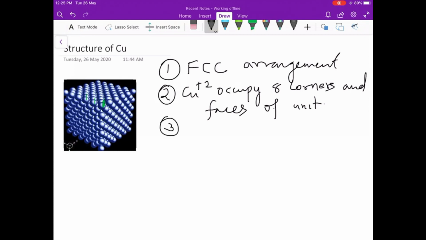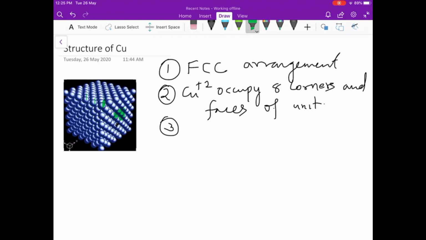Then third one, now let's calculate the coordination number. Now you know that one particular atom or ion of copper on the same layer is surrounded by 6 other copper ions, and just above it in the upper layer it is again touched by 3 different copper ions, and on the lower layer, that is the third layer, also 3 copper ions will be surrounding.